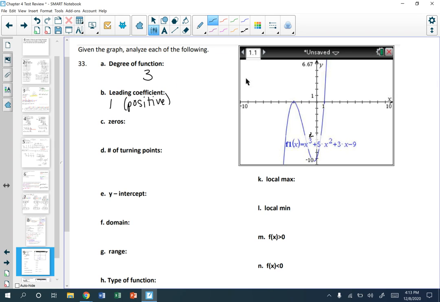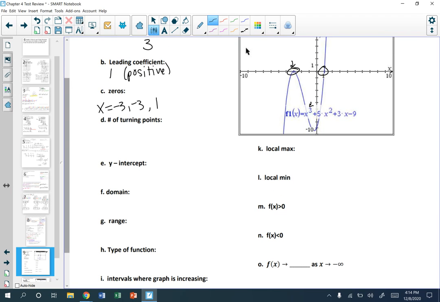My zeros, I'm going to use the graph right here. I know there's 2 zeros at x equals -3, and it goes through at 1. Right, so those are my zeros. Number of turning points is 2, right? There's one here and one here. My y-intercept looks to be -10, so I'm at (0, -10).